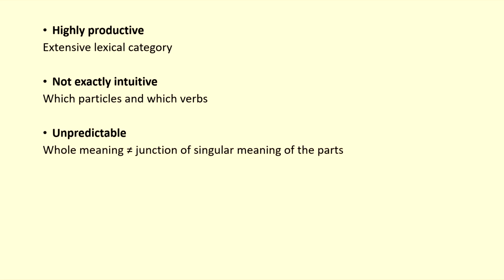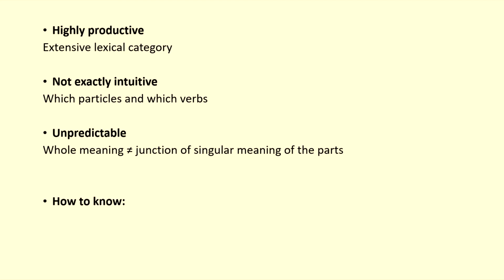Phrasal verbs can be considered highly productive, which results in an extensive lexical category. They are not exactly intuitive, since there is no way of knowing beforehand what particle combines with what verb. Also, there is the matter of unpredictability of the meaning. That means that the meaning of the whole phrasal verb can't be discovered by the singular meaning of the parts. For example, someone might know what run and out mean individually, but not necessarily know what it means to run out, to have nothing left.